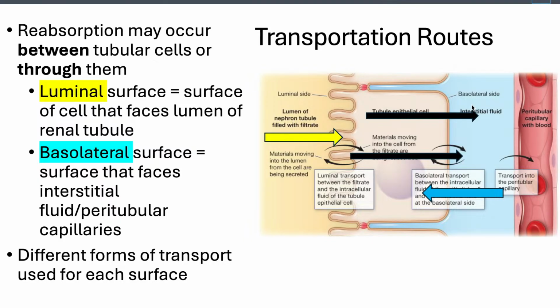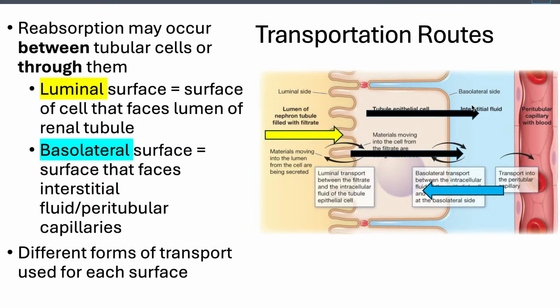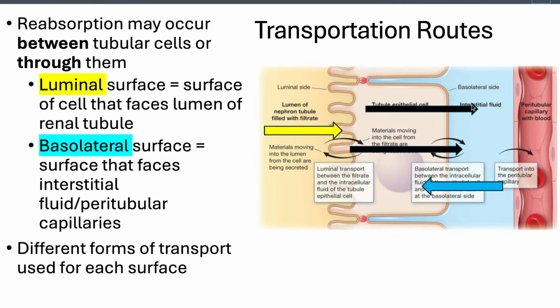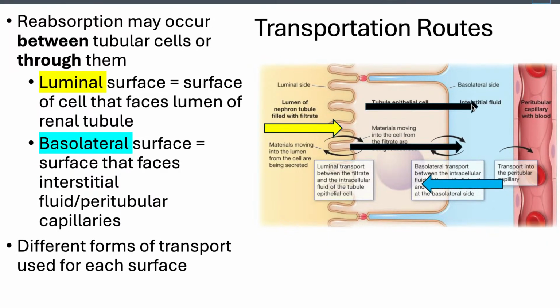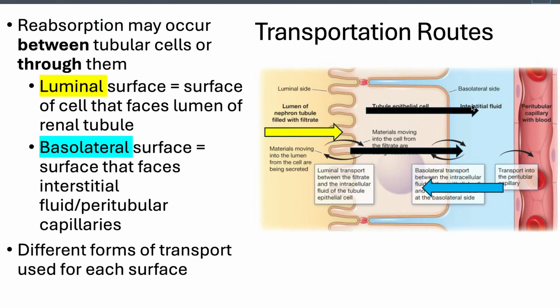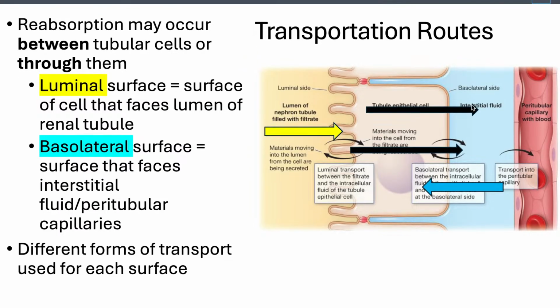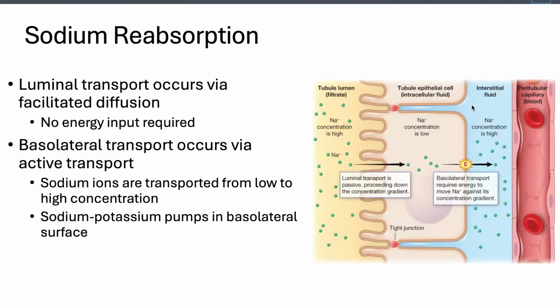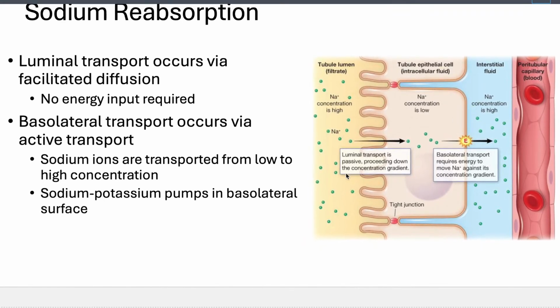All right, so different forms of transport are used for each surface, which makes sense, especially since from the previous video and from our previous lectures, we've been talking about how there's different forms of movement between, let's say, the plasma and the interstitial fluid, and the interstitial fluid and intracellular fluid. So that should make sense. Different forms of transport are used for each one. Sodium reabsorption. So luminal transport, across the luminal surface here, this is the lumen side.